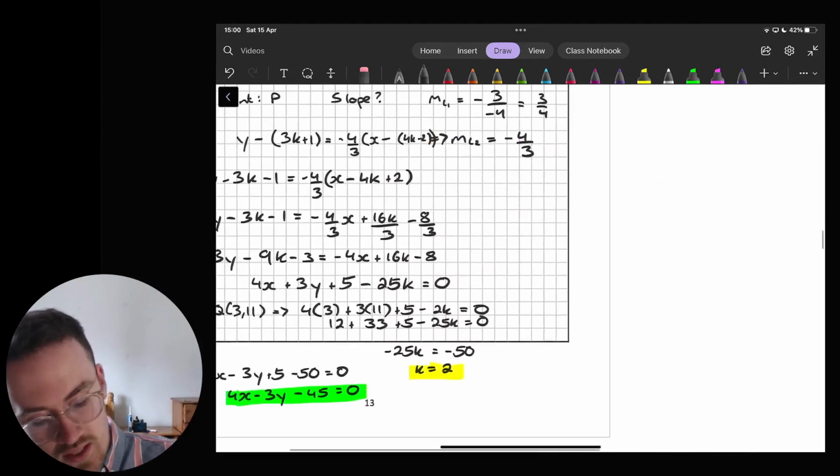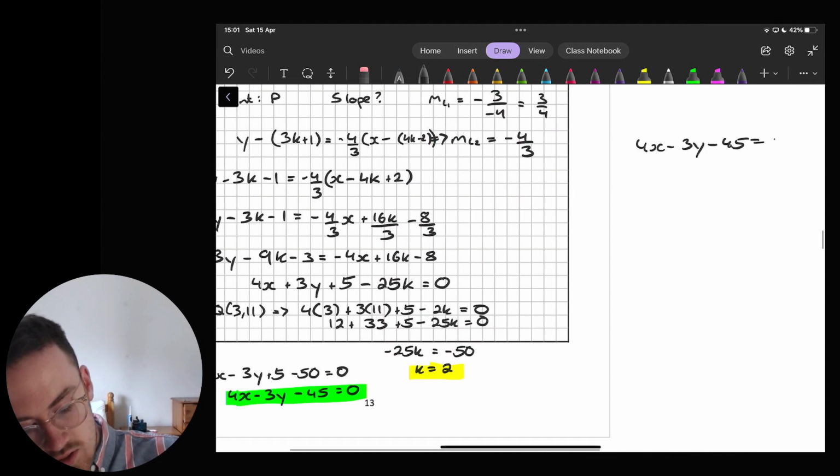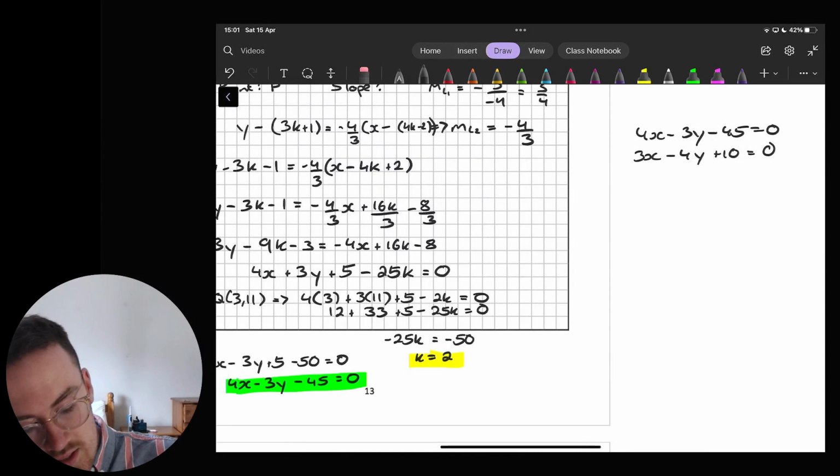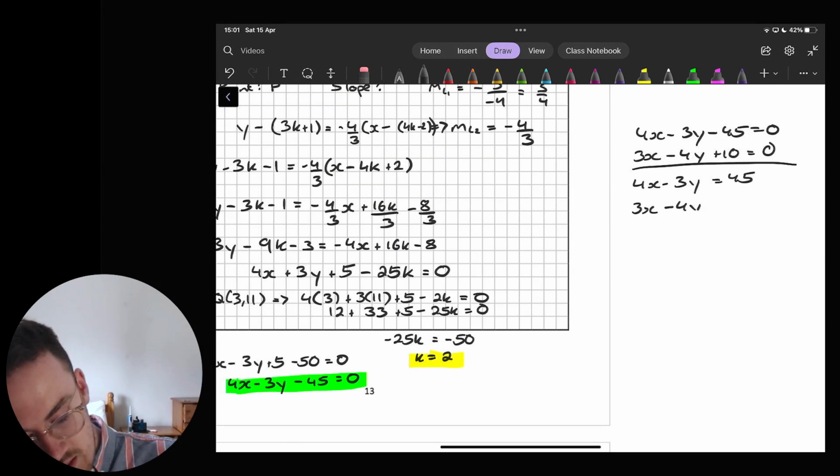So let's take this over to the side here. I really didn't give enough space for this. Just go with it. 3x minus 4y plus 10, I think. Yeah. Okay, and again, just rearranging a little bit. So we'll write it in our usual kind of simultaneous equation format.